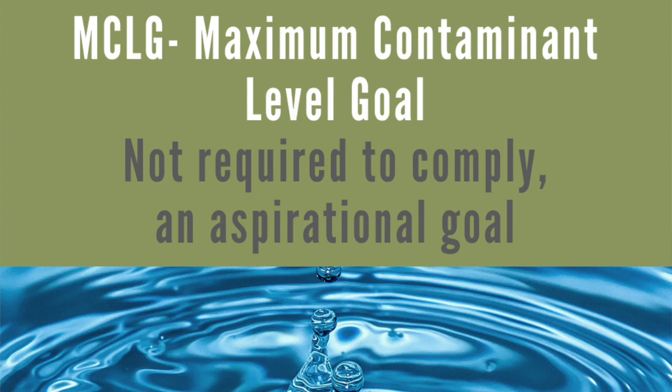An MCLG, or maximum contaminant level goal, is a loftier hoped for level in water that is typically lower than an MCL. And it depends on certain types of control systems in a drinking water treatment plant, for example, to get down to that level.